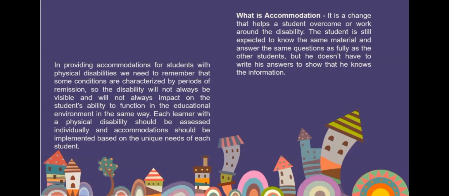So, what is accommodation? It is a change that helps students to overcome or work around the disability. The student is still expected to know the same material and answer the same questions as fully as the other students, but he doesn't have to write his answer to show that he knows the information. So, accommodation is how we assess or accommodate a person with a disability in order to become more comfortable and get learnings like other students without disability.